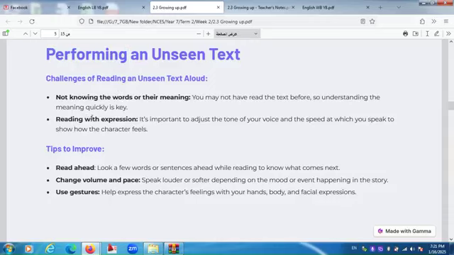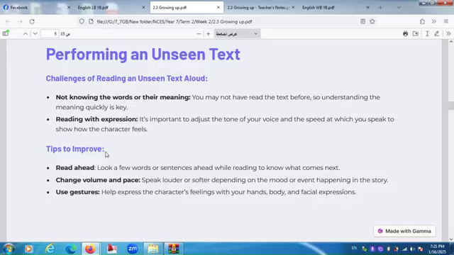And number two, you have to read with expression. When you understand the meaning, you can perform. You can give an expression. You are happy if the word is positive. You are sad if the word is negative. It is important to adjust the tone of your voice and the speed at which you speak to show how the character feels.